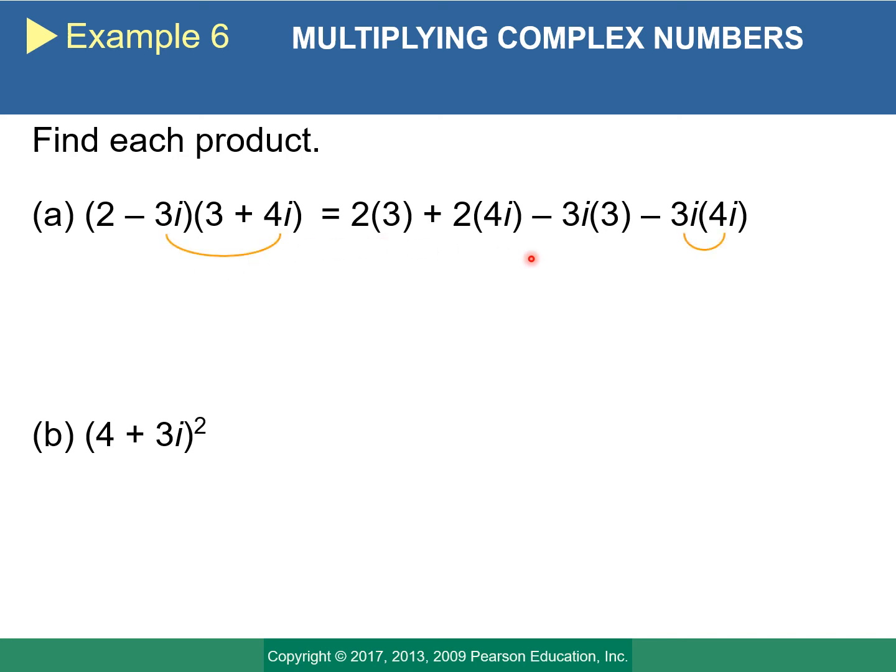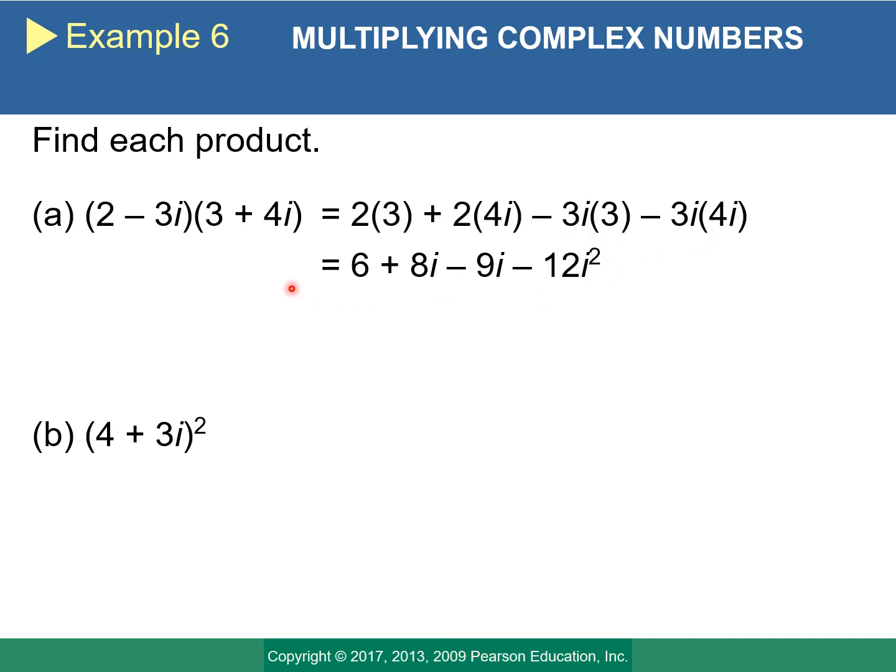Okay, so it's just a FOIL process. So there's no formula you have to memorize. It's just FOIL out this product and then start simplifying. Okay, so when you simplify, you're going to end up with 6 plus 8i minus 9i. And then in the last term here, because they both had an i in it, you multiply negative 3 times 4. That's why we have a negative 12. But then i times i. So that's the i squared part I was mentioning.